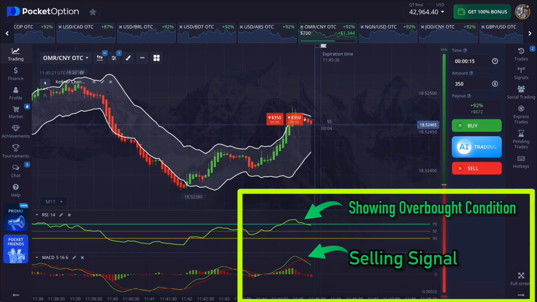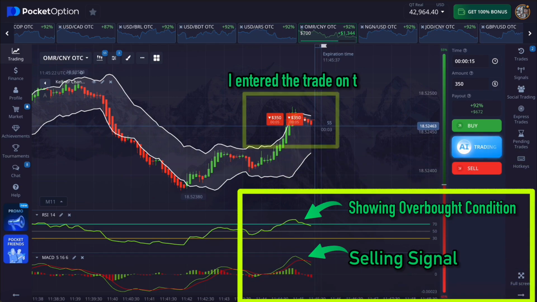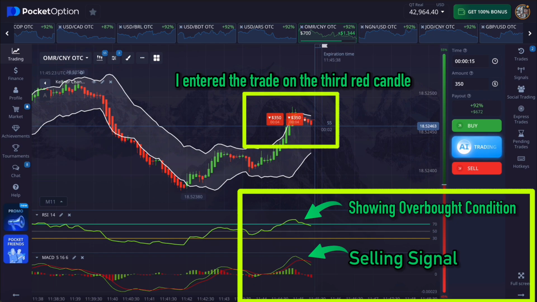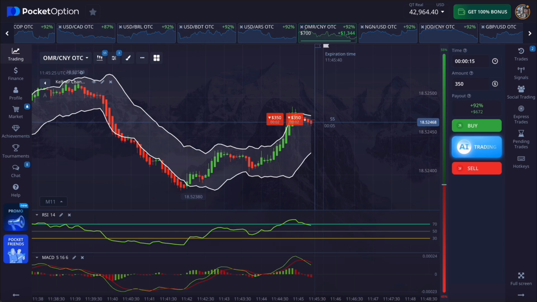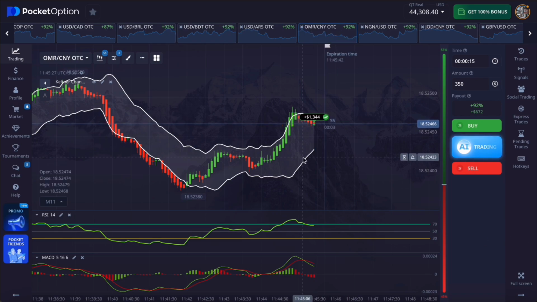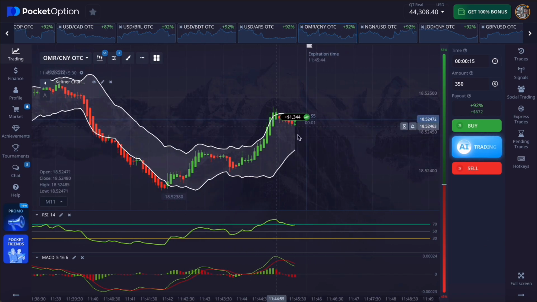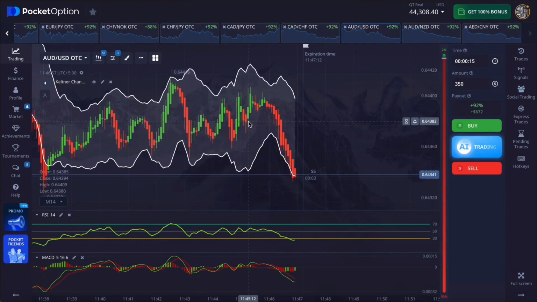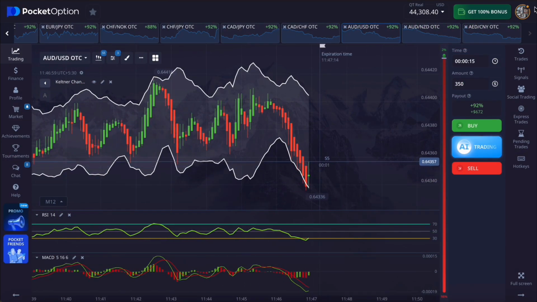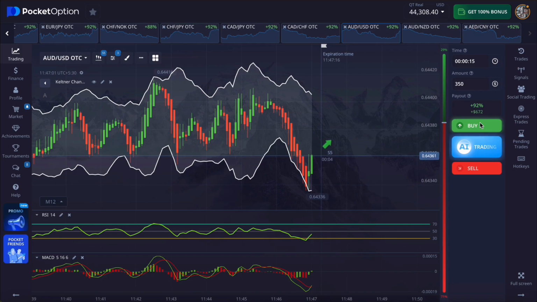After these two confirmations were complete, I waited a little while and then placed my entry on the third red candle here. And my first entry here has won. So I found a good chart here as well.